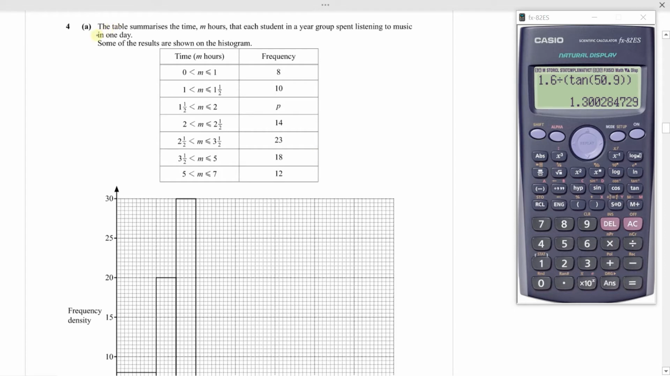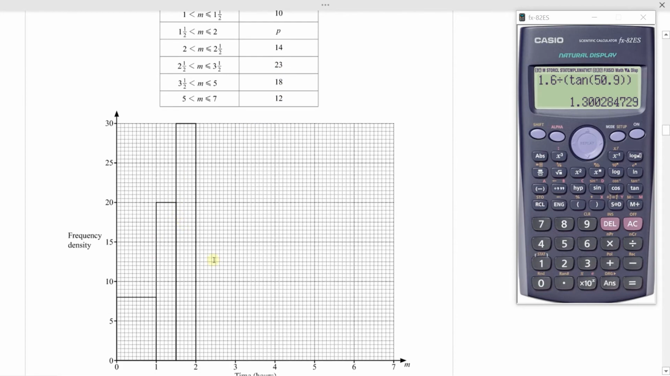Question number 4: the table summarizes the time, M hours, that each student in a year group spent listening to music in one day. Some of the results are shown in the histogram. So you have 0 to 1 hours, frequency 8. That means 8 students listen to music for a time between 0 and 1 hours. 10 students listened between 1 to 1.5 hours. P students listened between 1.5 to 2 hours, and so on.